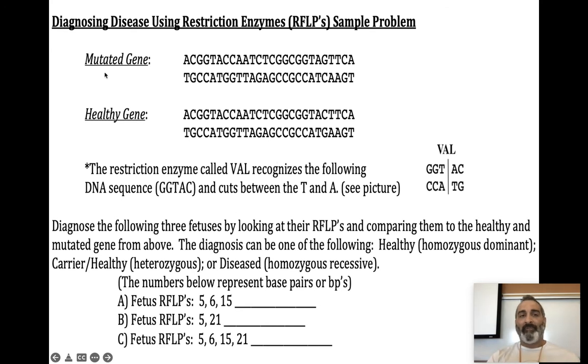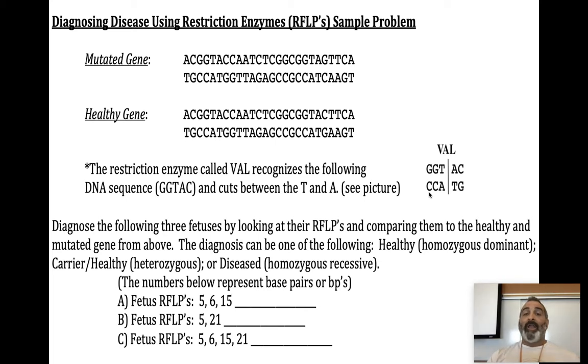So what you do is you have a mutated gene and a healthy gene. So this is good DNA. This is bad DNA. Now we will give you information. For example, I said there's a restriction enzyme called VAL. I named it after Valhalla, and it recognizes the following DNA sequence. GGTAC is a sequence it recognizes and cuts between the T and the A. So this is how it cuts. GGTAC, it cuts straight down between the T and A. So this is given information. You don't need to figure it out. I will tell you this information.